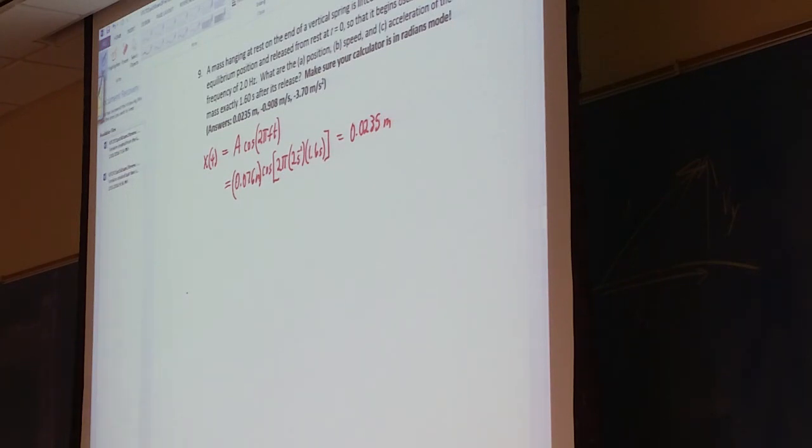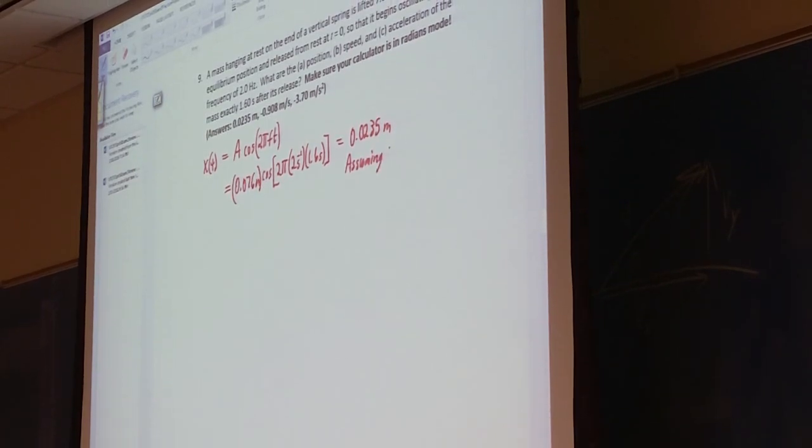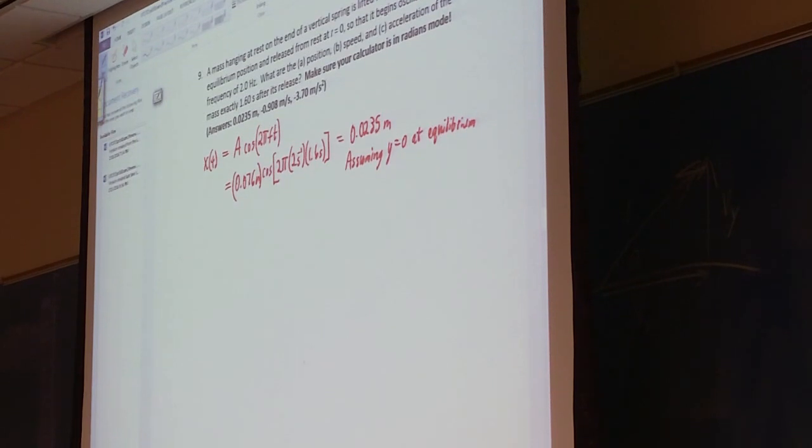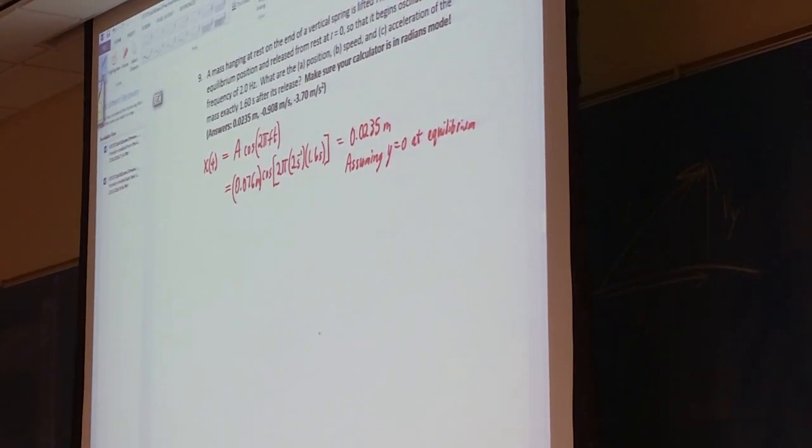It doesn't explicitly state in this problem, but we always assume that equilibrium is x equals 0, or actually y equals 0. So, assuming y equals 0 at equilibrium, this is telling us that its position is about 2 1/3 centimeters above its equilibrium position at t equals 1.6 seconds.